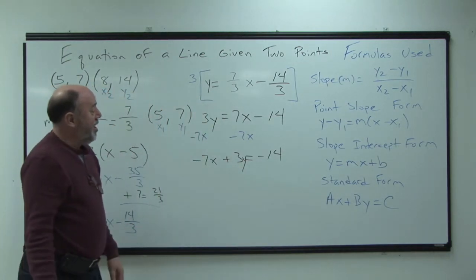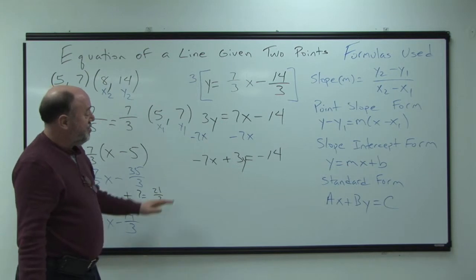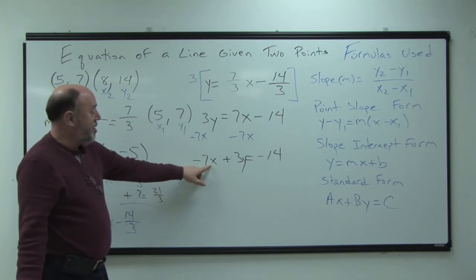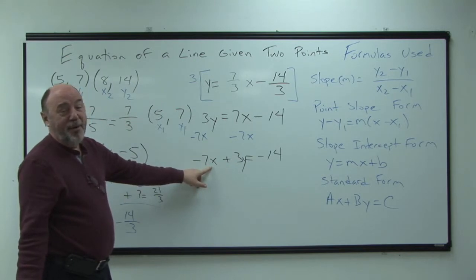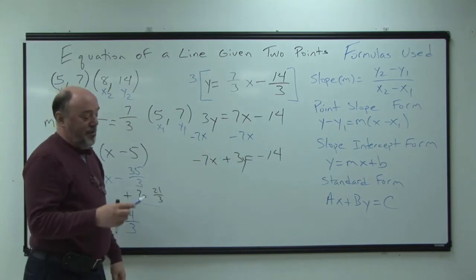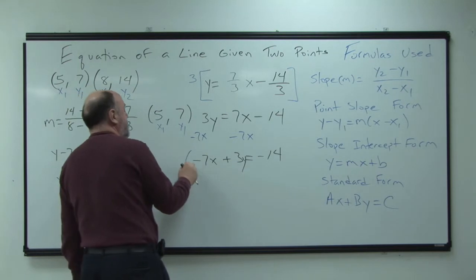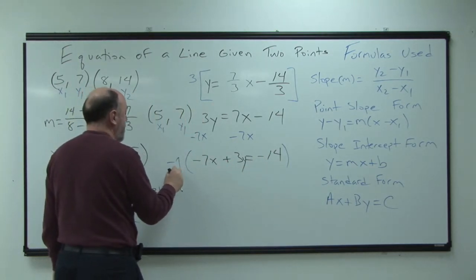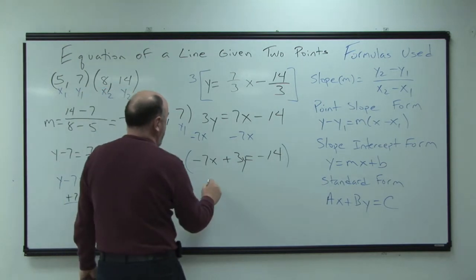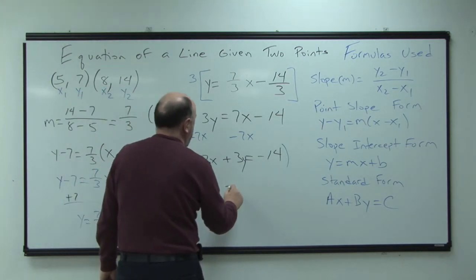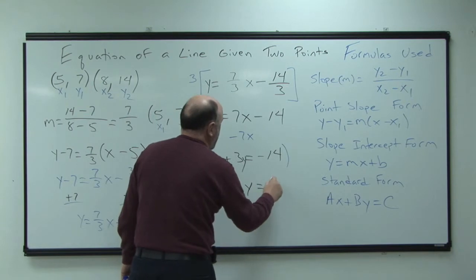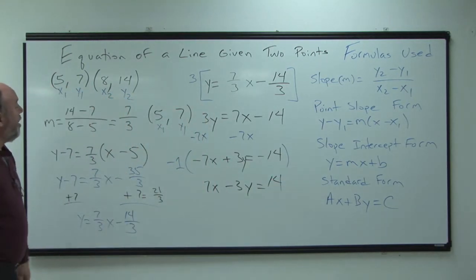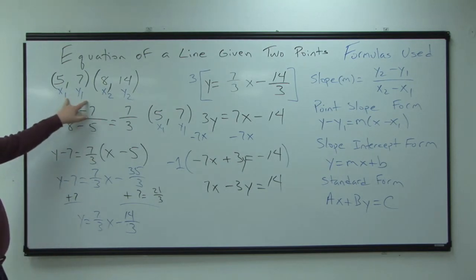And then depending on how they want the answers, you'll see sometimes in math that they're going to want the number in front of the x to be positive. And the way we can do that is to take our entire equation and multiply everything by minus 1. So we end up with 7x minus 3y is going to equal 14.